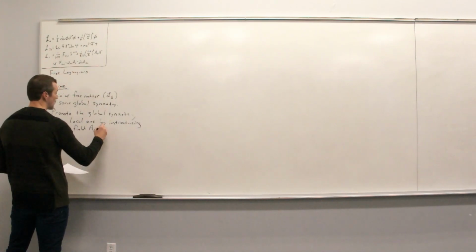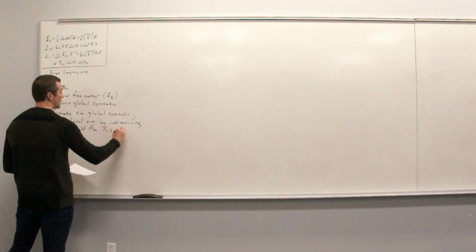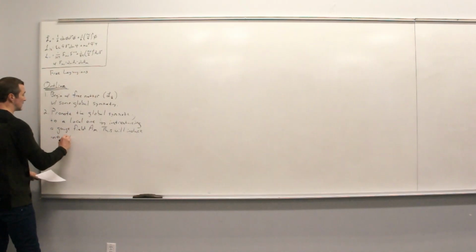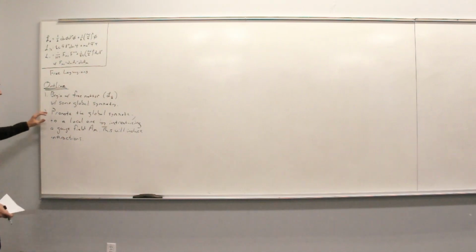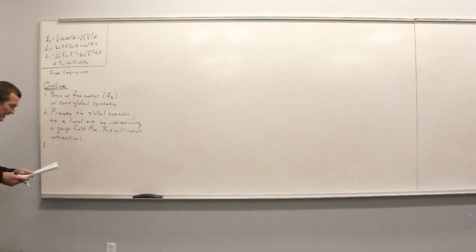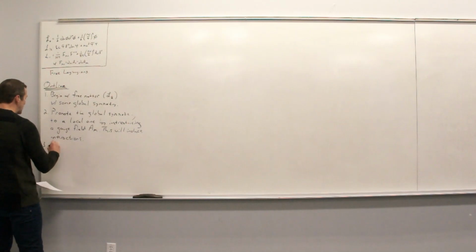Okay? And this will induce interactions. So this is really the beautiful meat of this. It's by taking a global symmetry in an interaction-less theory, promoting it to a local symmetry, which forces us to introduce the interactions and tells us what form the interactions should take. It's a symmetry basis for forces. Okay? Now the third step is that we allow the gauge field to propagate.